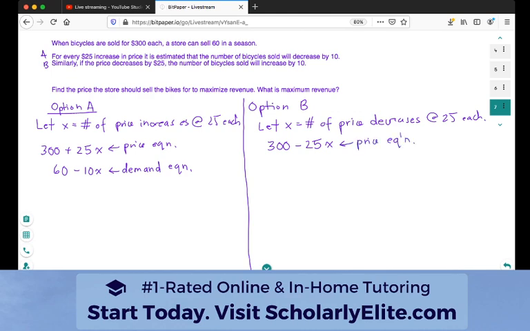And then we have 60 bikes sold. And in this case, the demand increases as you decrease the price, which makes sense. People want things on sale. So if you decrease the price by $25, you have an increase of 10, or 10 more bikes sold. So 60 plus 10x. And that's the demand equation.